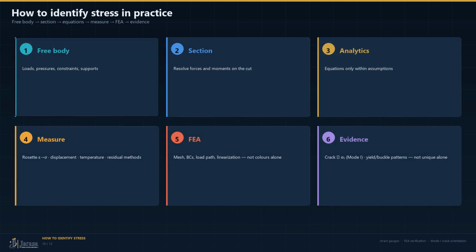How do you identify stress in practice? Step 1. Define the free body, the loads, and the constraints. Step 2. Select the section and resolve forces and moments. Step 3. Apply analytical equations only within their assumptions. Step 4. Measure. Strain gauge rosettes convert strain to stress through the constitutive law. Track displacement and temperature. Use residual stress methods where they apply.